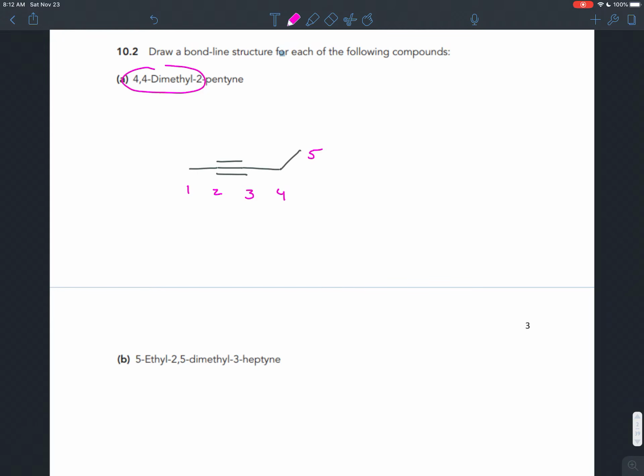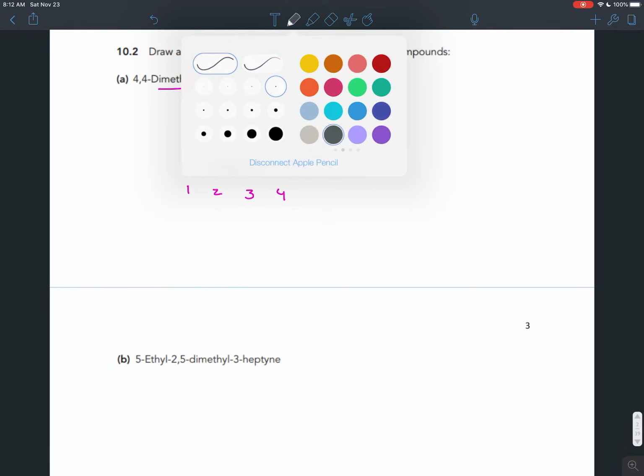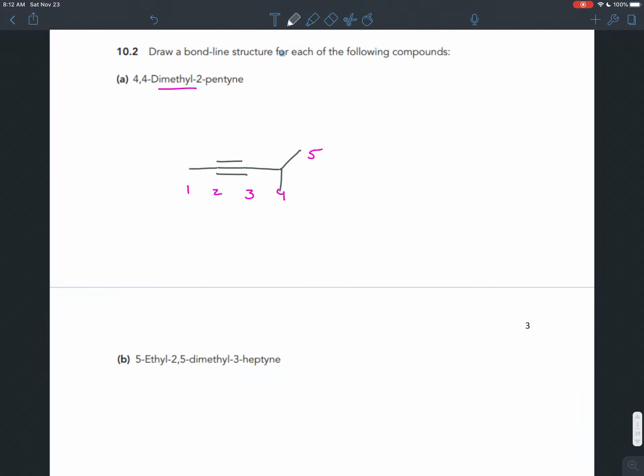It's 4,4-dimethyl. Now 4,4, that means we have 2 branches coming off of carbon number 4. They're both the same type of branch. That's why they're being smushed together and being given this prefix. And the type of branch is a methyl branch. That means they just have 1 carbon. So here's 1 methyl branch on carbon number 4 and a second one on carbon number 4. So overall, the structure that you get for 4,4-dimethyl 2-pentyne is this beautiful work of art right here.